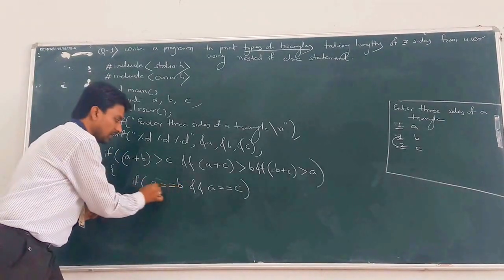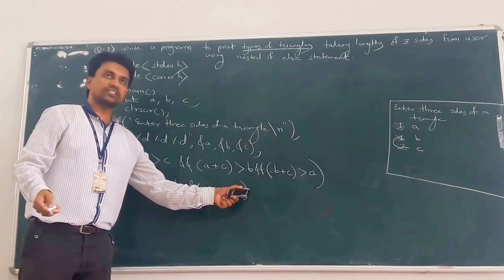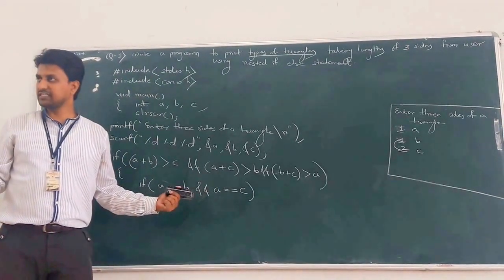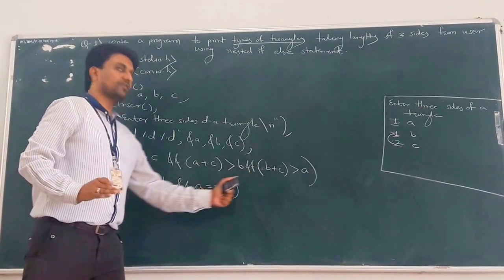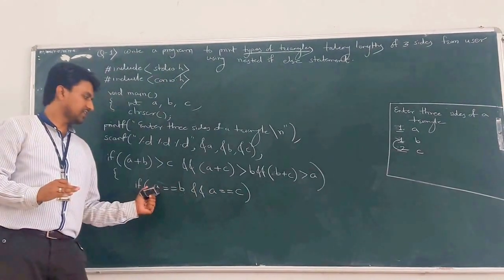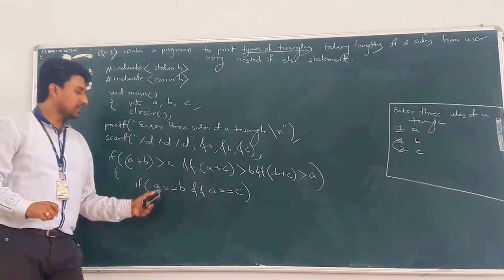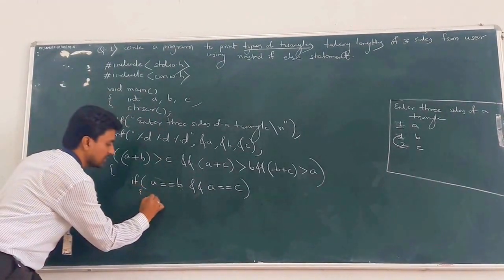So if both A and B are equal and A and C are also equal, it is not necessary to write B is equal to C. Clear? B is equal to C is not necessary here. Only check whether A is equal to B and A is equal to C. Clear? If this condition is true, then what is the output on the screen?